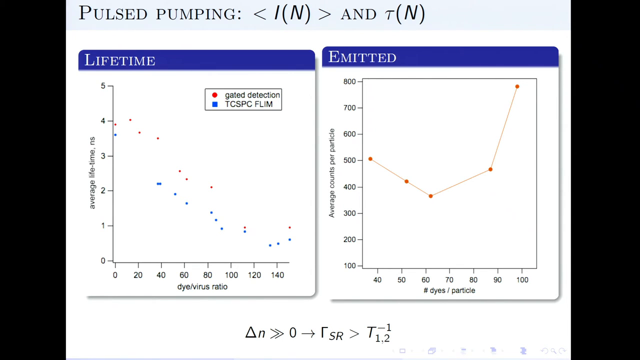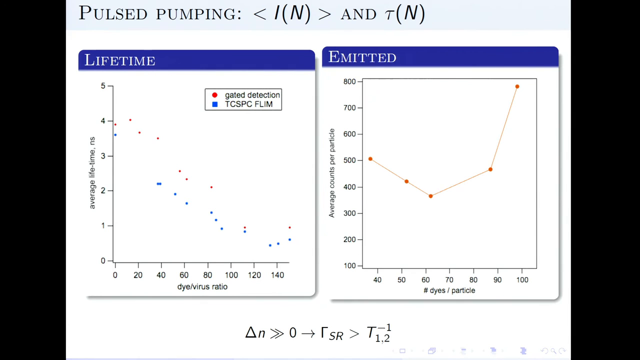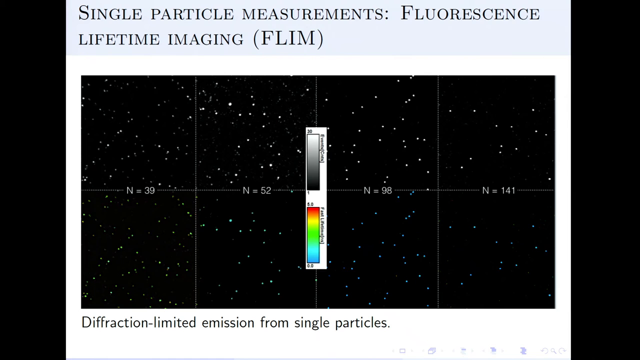But let's take a look at the intensity, average counts per particle. Look what happens with respect to this. There's a tail that goes up. As you increase the number of chromophores per particle, the fluorescence starts to shoot up. Then we ask, well, is this some weird statistical effect? Can we do it on a single molecule basis, on a single particle basis?